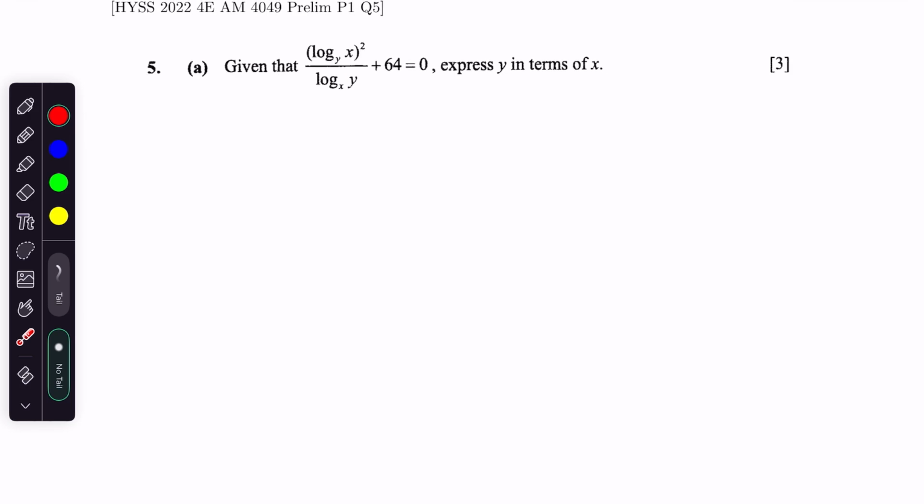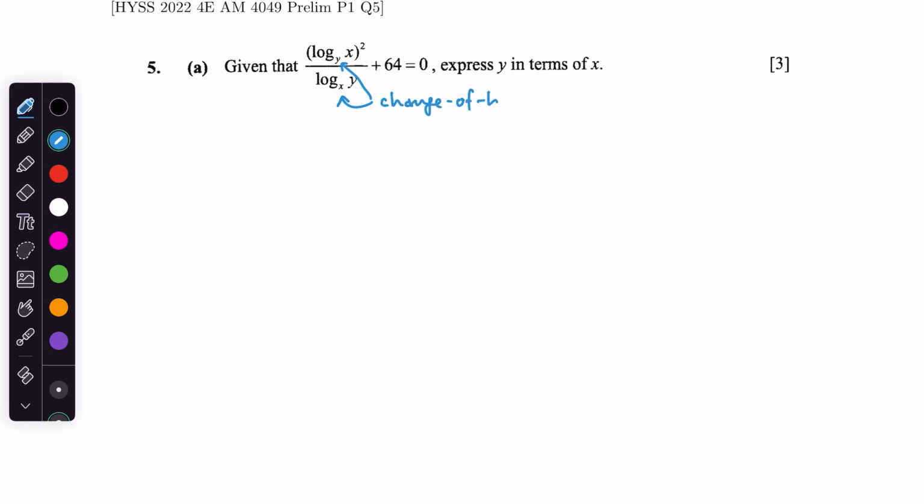First thing is you need to realize that we need to do change of base. So this and this, I'll just cut across. These two hints tell us that we need to do change of base.